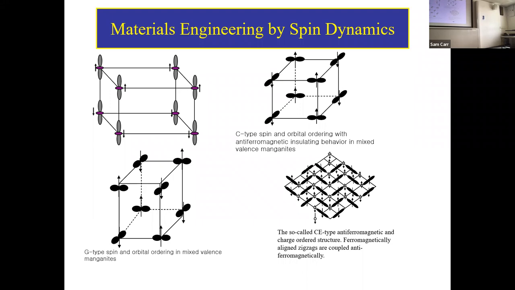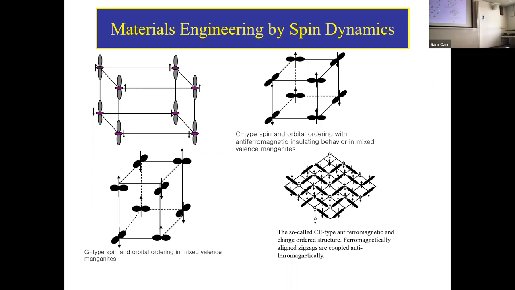Now look at this C-type. In C-type, we have a ferromagnetic and metallic state between the planes, but within the plane, it will be like an insulating state. So if we would like to pass the current in the x, y, and z directions, then it will be easily passed, but within the plane, it will behave like an insulating state.